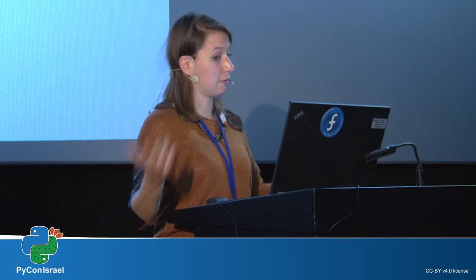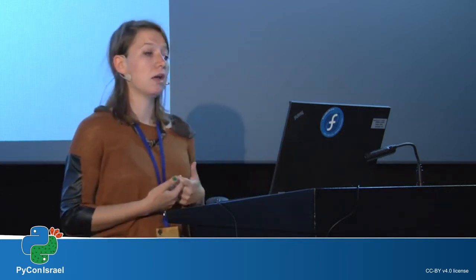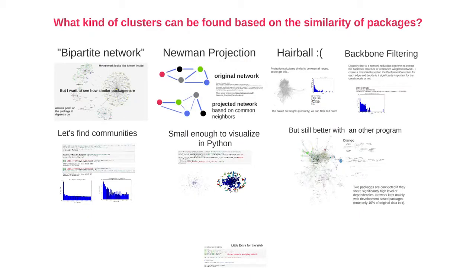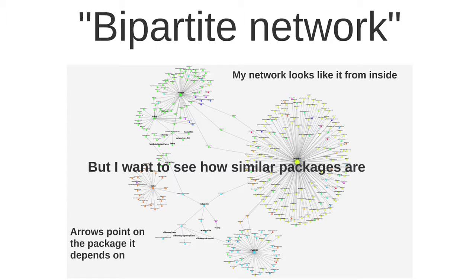But what if we want to do something else? My idea was to figure out what kind of clusters can be found based on the similarity between packages. So I assume they are similar if they have similar dependencies. First, I took the original network. Here, you can see NetworkX in the middle, and I went a few steps away from it in the network built by the people before. You can see which packages are in the original data set, and which depend on which.